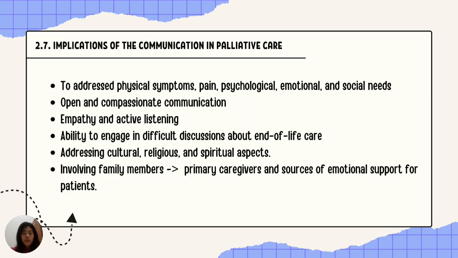Communication plays a pivotal role. The first point is that effective communication is essential for addressing physical symptoms, managing pain, and also addressing psychological, emotional, and social needs. Open and compassionate communication builds trust, provides emotional support, and ensures that patients' and families' values are honored. Empathy and active listening create an environment where patients and families feel valued, and this fosters a sense of trust and collaboration and ultimately better outcomes.